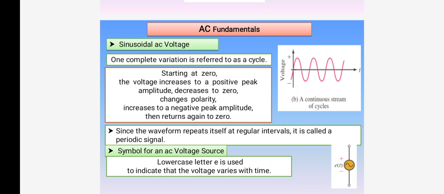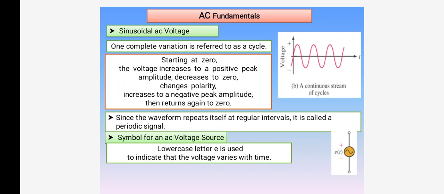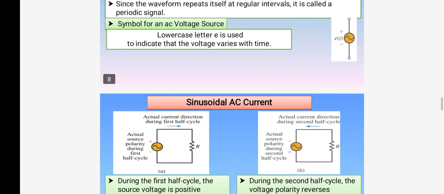Starting at 0, the voltage increases to the positive peak value, decreases to 0, changes polarity, increases to the negative peak value, and then comes back to 0. Since the waveform repeats itself at a regular interval, it is called a periodic signal. You can see the symbol of the AC voltage source in the diagram. A lowercase letter is used to indicate a value that varies with time, that is, the instantaneous value of the corresponding AC voltage or AC current. A capital letter indicates the fixed value of the AC voltage or AC current.